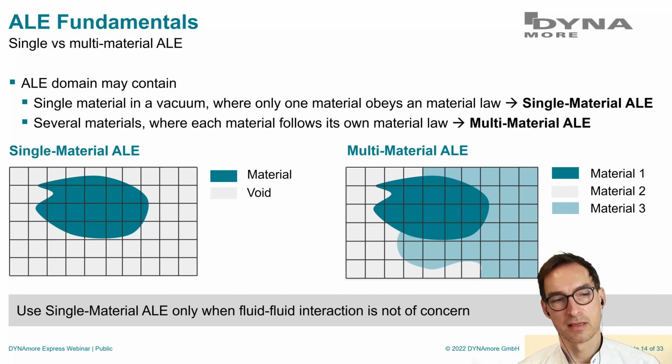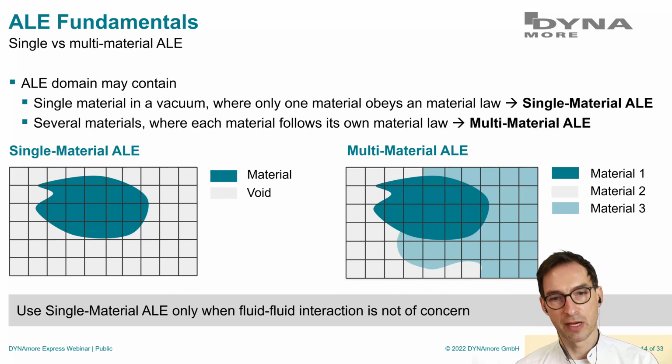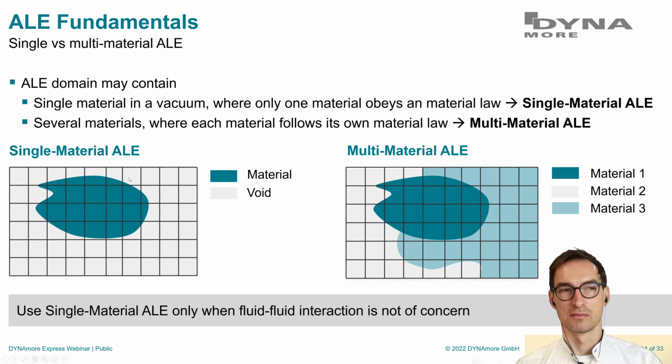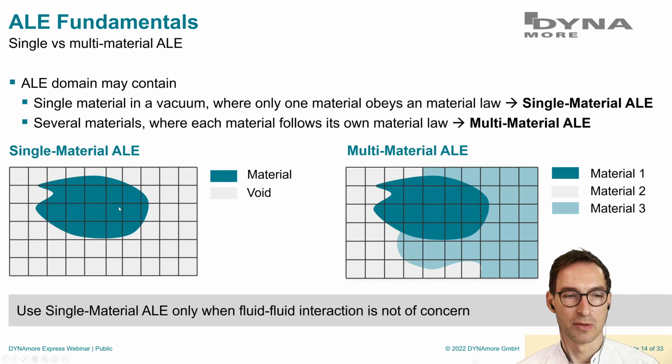And basically the answer is, whenever you think that the interaction between these different materials is important for your whole process, then you have to do multi-material LE because then they can interact here. If you think the surrounding of the structure I want to analyze, so this one here, is not important, then you go with single material.